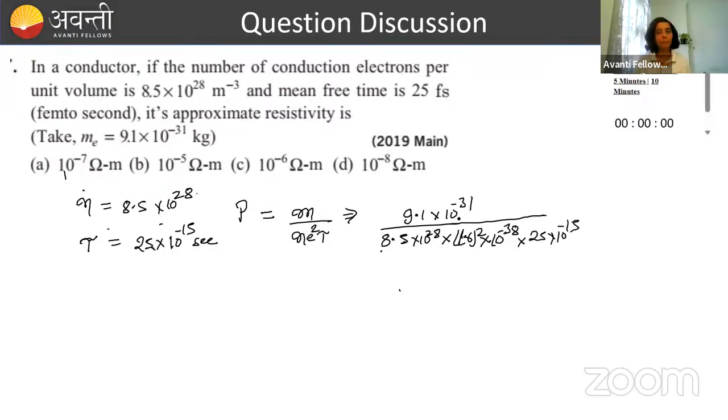We need to tell the values approximately. First deal with the powers. So here it is minus 31 and here it is minus 38 plus 28. So that became how much? Minus 38 plus 28, that is minus 10 and minus 15. So minus 25. And on the top it is minus 31. So overall how much you will be getting on the top? On the top you will be getting 10 to the power minus 6 into. Now how much? 9.1 divided by. What I am doing here, I am multiplying denominator with 4.